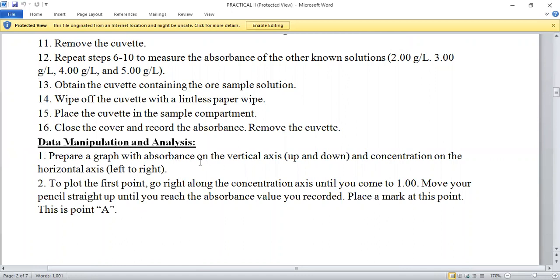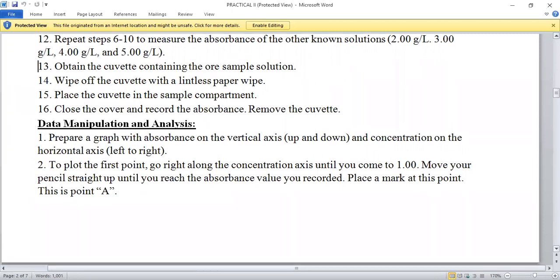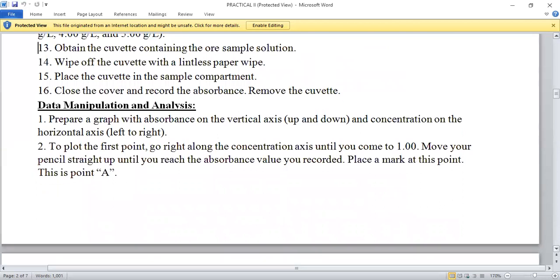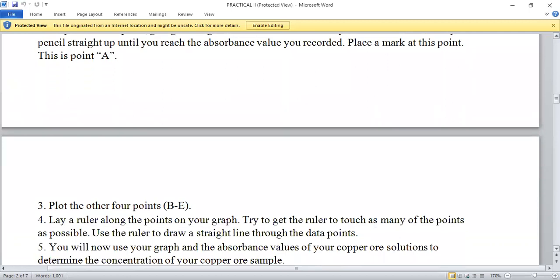Prepare a graph with absorbance on the vertical axis, up and down, and concentration on the horizontal axis, left to right. To plot the first point, go right along the concentration axis until you come to 1. Move your pencil straight up until you reach the absorbance value you recorded. Place a mark at this point. This is point A. Plot the other 4 points, B to E.